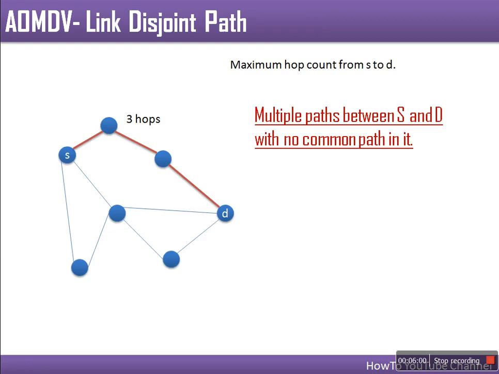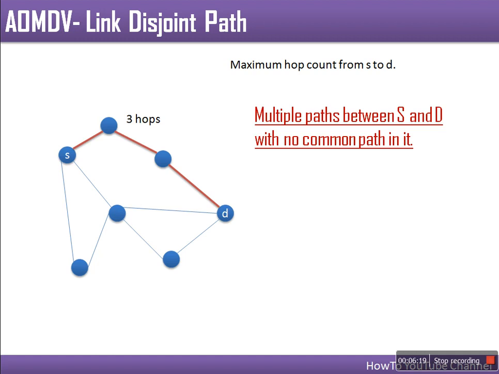Second thing: link-disjoint paths. The meaning of link-disjoint paths is that from a source to a destination, it might be possible that there are multiple paths. Link-disjoint paths are multiple paths which do not have any link in common.